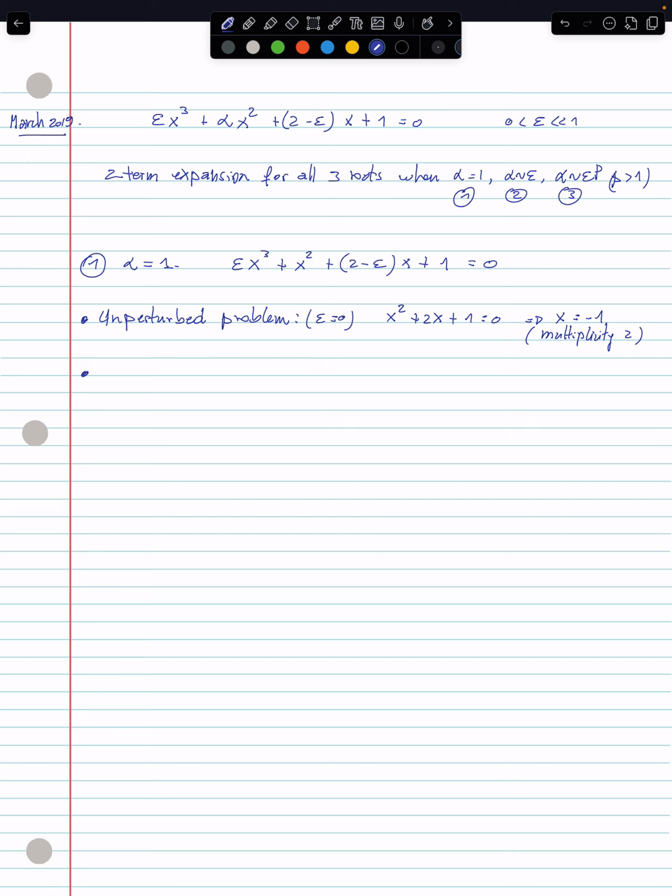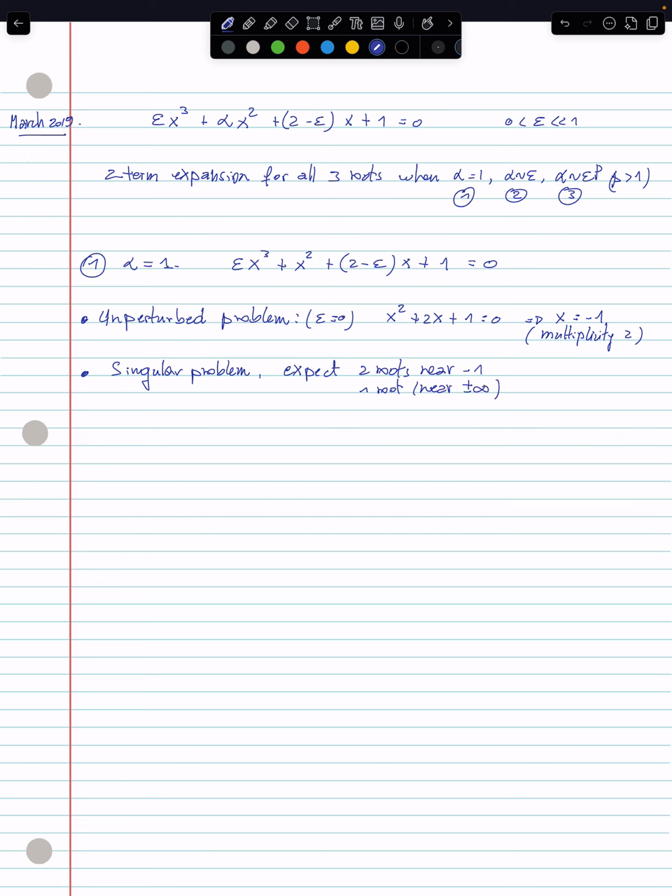But because the equation we want to solve is such that the highest power here is multiplied by epsilon, it means that the unperturbed problem has only two roots, or one with multiplicity 2. So it means that we have lost one root somewhere. Okay, so this means that the problem is singular. We should expect two roots near minus 1 and one root near plus or minus infinity.